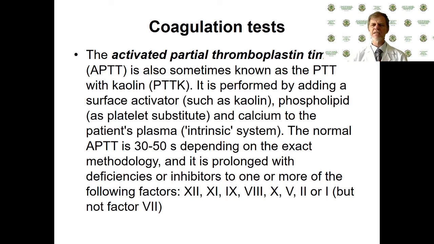Now, activated partial thromboplastin time, APTT. It is performed by adding a surface activator such as kaolin, phospholipid, platelet substitute, and calcium to the patient's plasma, and normal APTT is 30 to 50 seconds. Again, APTT usually tells about coagulation generally, how it happens. And if the patient has some problems with coagulation, it's revealed by this APTT test.